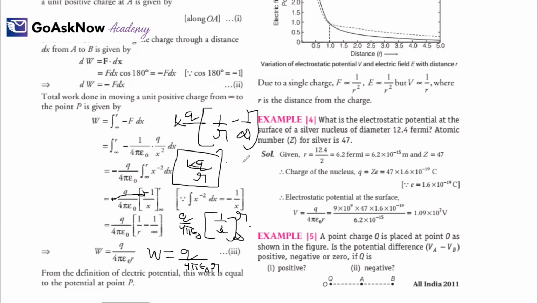From the definition of electric potential, this work is equal to the potential at point P. So I have got the expression for electric potential at point P. I hope you understood how I solved this. Let's move forward and see the next thing.